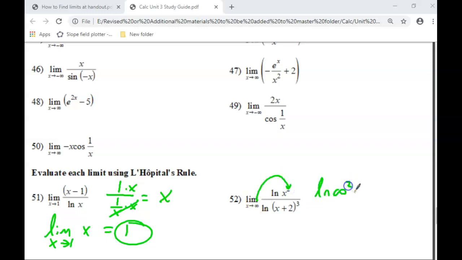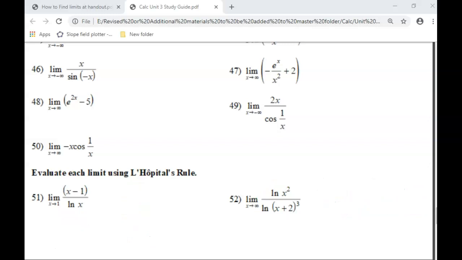ln of infinity squared is ln of infinity, which is infinity. Infinity here is ln of infinity plus 2 cubed. Well, infinity plus 2 is infinity, and infinity cubed is infinity, so I've got infinity again. So it's infinity over infinity, so we're going to do L'Hopital.